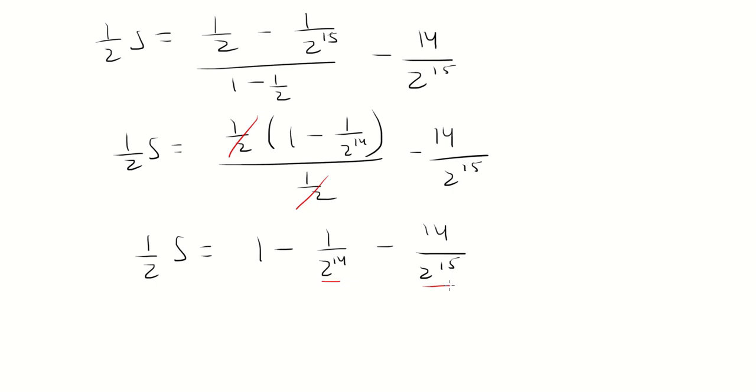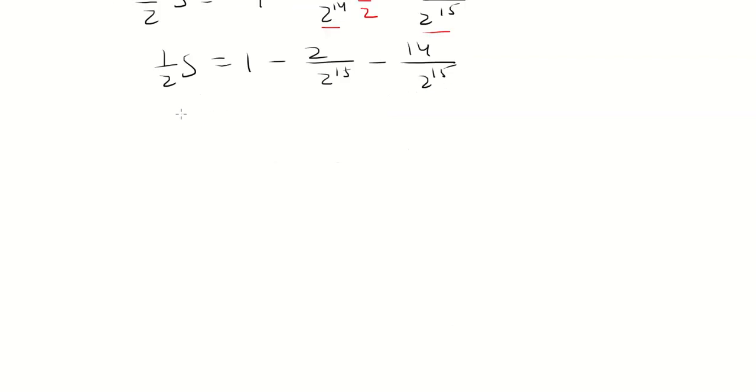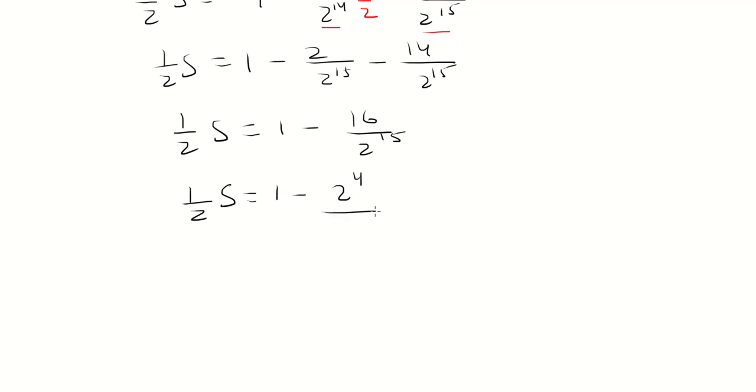Notice that these two denominators are not the same. So I'm going to find a common denominator, which is 2 to the 15th. So I'm just going to multiply this one by 2 over 2. And now I can subtract these. We have 1/2 S equals 1 minus 16 over 2 to the 15th. And then 16 is just 2 to the 4th. So if I subtract the 4 and the 15, I get 11.